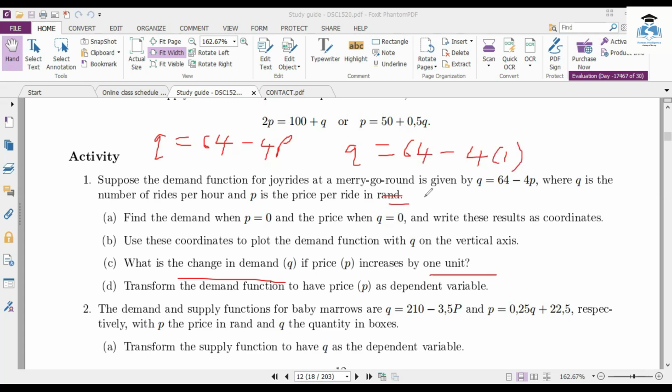So 64 minus 4, that's 60. Each unit that the price is going to increase by, we'll just use the 4 as the slope, -4. So it will reduce the quantity by 4. If we increase by 2, we just multiply 2 times 4. So it's like increments of 4.